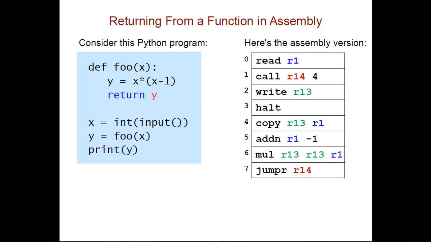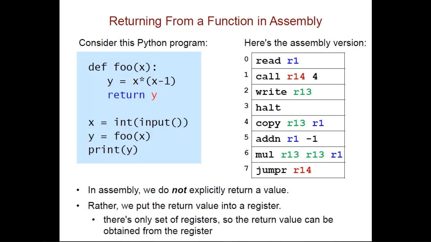When we return from a function, in Python we actually specify the return value using a return statement. So we're explicitly passing that value back. In assembly, we don't explicitly return a value. Here again, we put the value into a register, and because there's only one set of registers, we'll be able to access that value in the register.